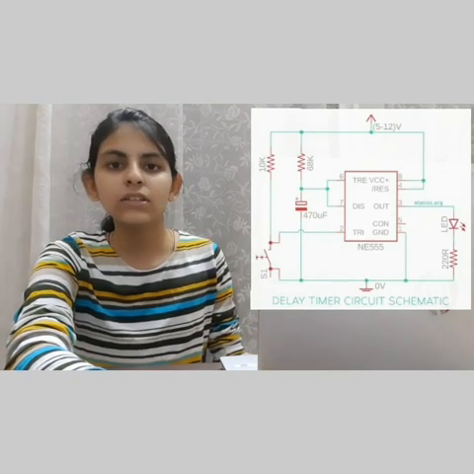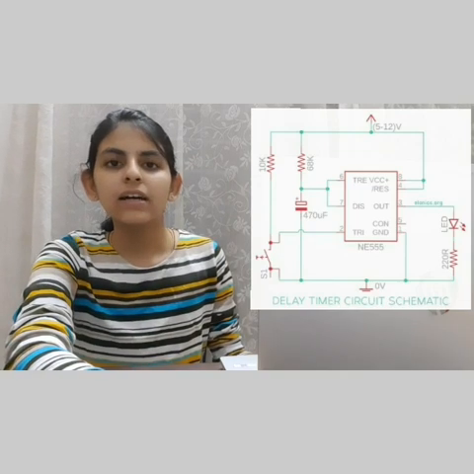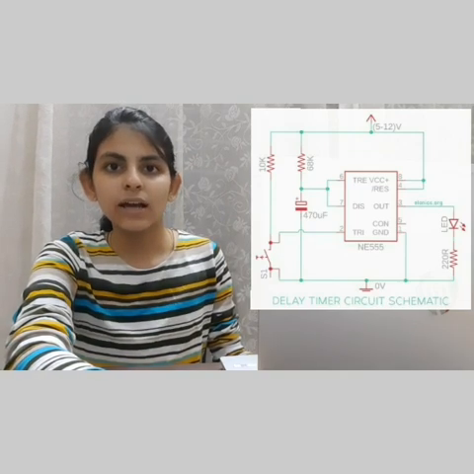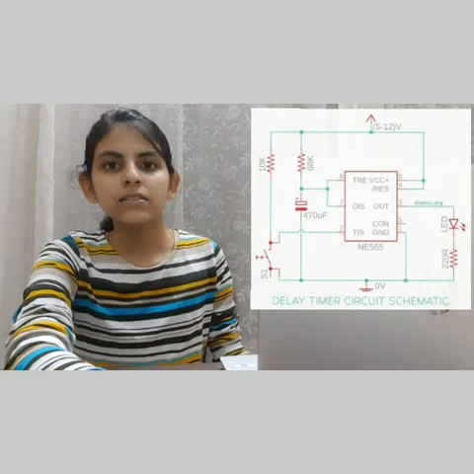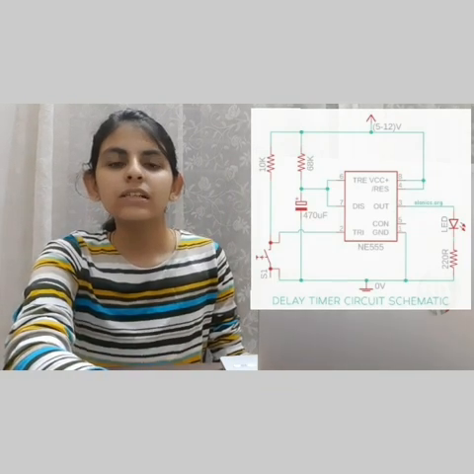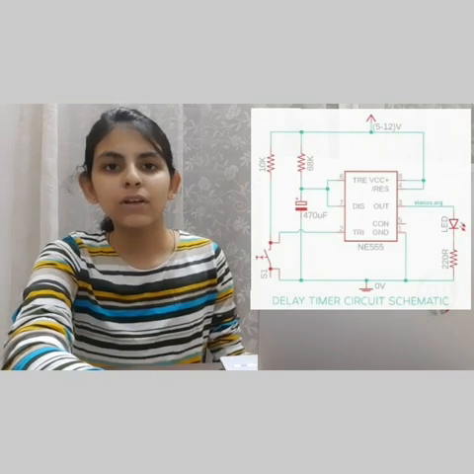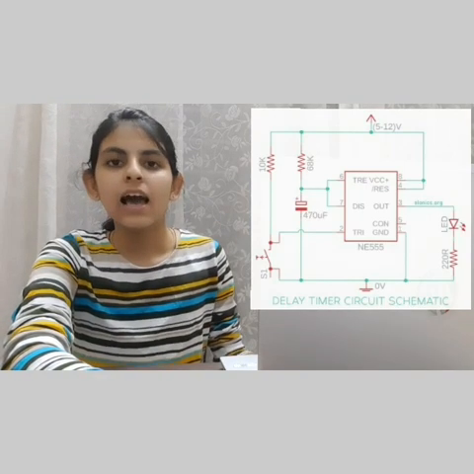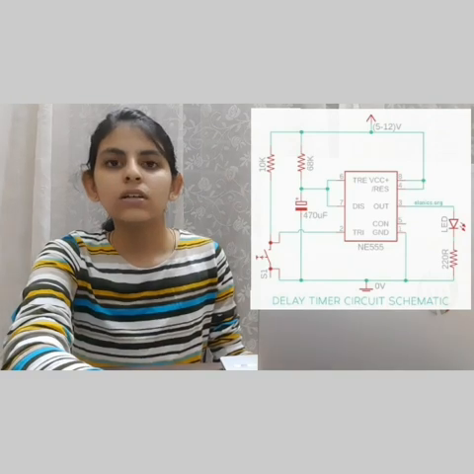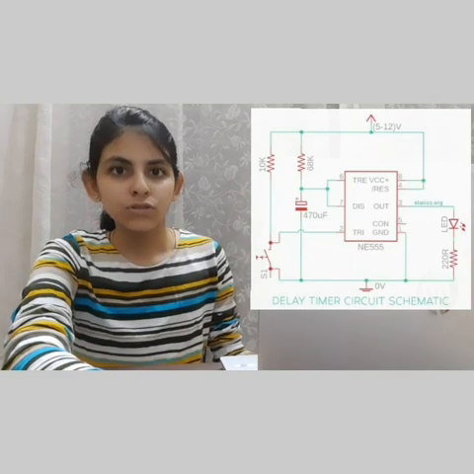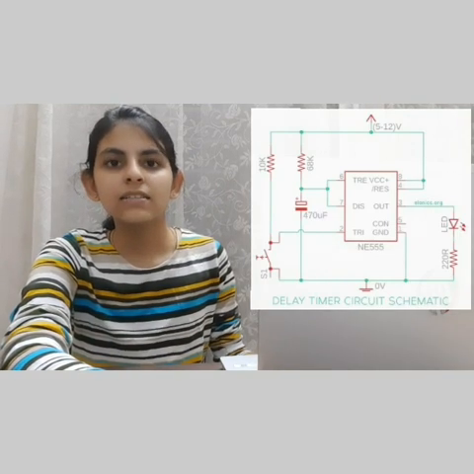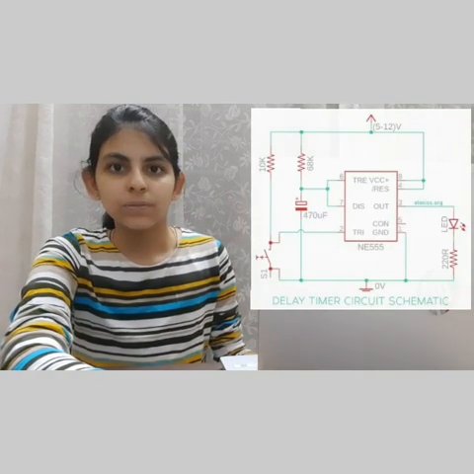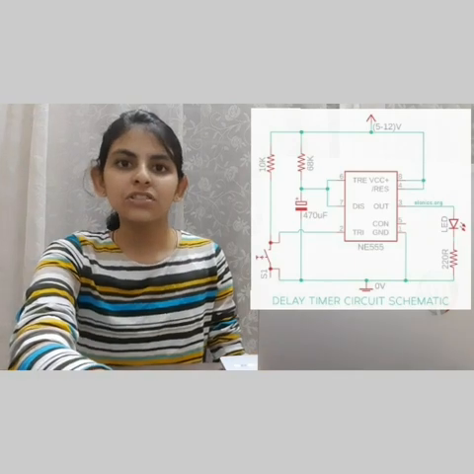The voltage is given to the push button switch via a 10k resistance value. The negative terminal of the capacitor is grounded, and the positive terminal is connected to the 6th and 7th pin of the 555 IC. It is also connected to the resistance we have used to calculate, that is the 68 kilo ohm resistance, which is connected to the voltage. So these all are the connections.